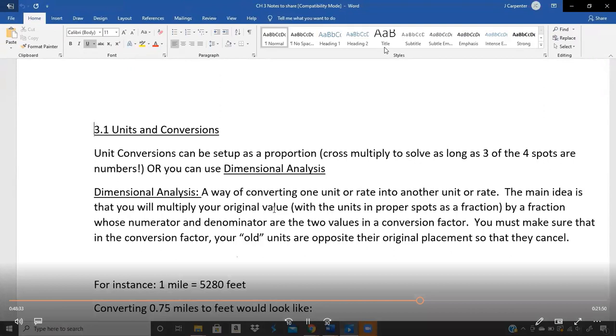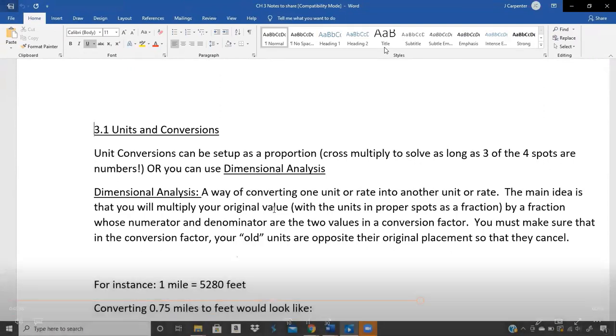So, units and conversions. Units are the things like feet or miles or inches or femtometers. Those are all distances, but they don't have to be distances. A unit could be gallons, so talking about a volume of liquid. Or it could be hertz, which would be cycles per second, something we use for waves.